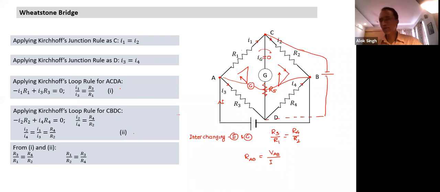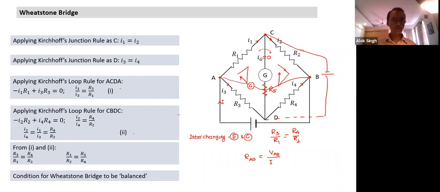How do we calculate that one? I have discussed it earlier also. In that case, we go through current distribution and write the potential difference between A and B in terms of current and resistance, and then divide by current. So the current terms cancel and we get the value of resistance. This is the condition for the Wheatstone bridge to be balanced.